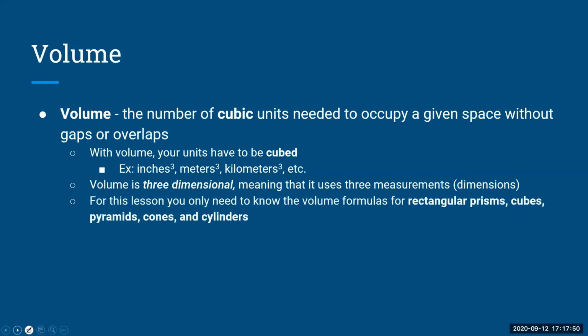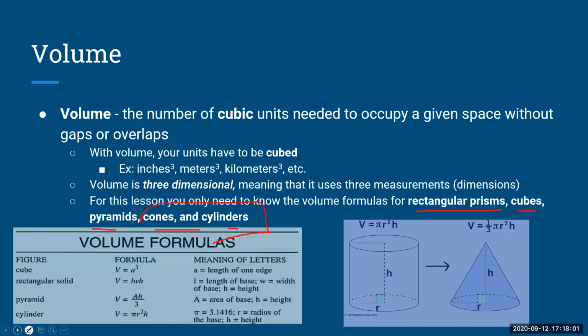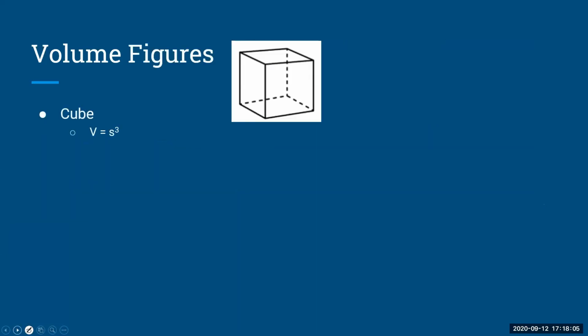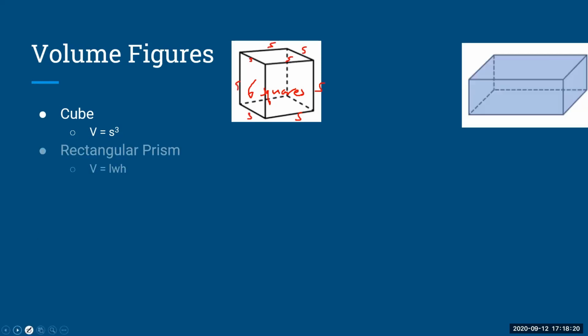Okay, and then this lesson, so definitely rectangular prisms, cubes, pyramids, cones, and cylinders. I don't know if you guys have cones and cylinders. That's not commonly taught in elementary, and it's just a little preview. Okay. All right, so your cube. A cube is 6 squares. There's 6 squares in a cube, 6 different faces. V equals side cubed. So they all have equal side lengths. You just multiply it by itself 3 times for a cube.